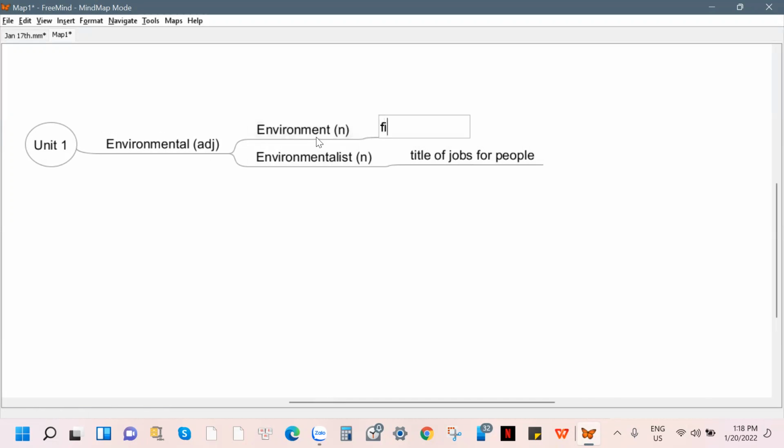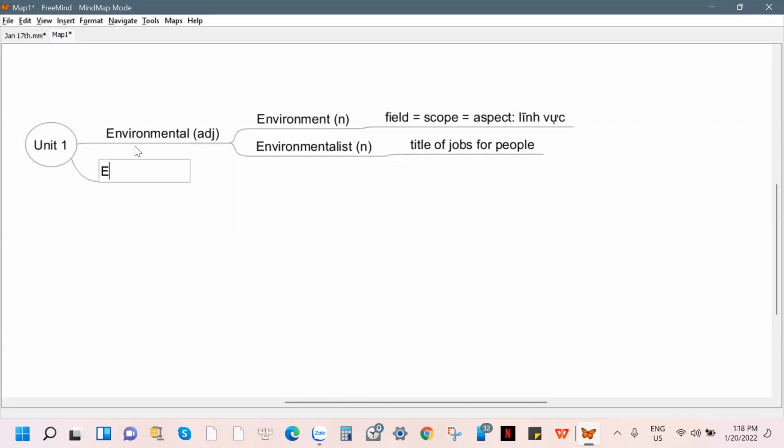Environment, you can say field, or you can use the word scope, or the last word is the word aspect. Aspect environment, aspect natural environment, aspects field, for example. These are the words that we are going to use once we introduce our jobs.